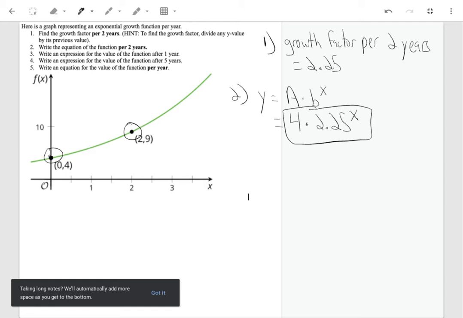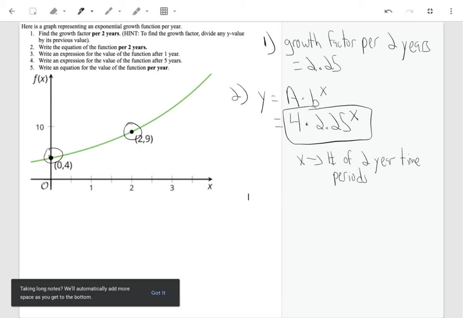But just remember, and we've seen in our past couple lessons, x here is the number of 2-year time periods.